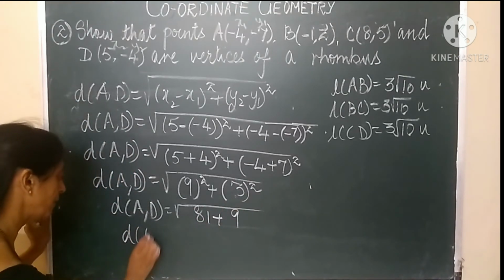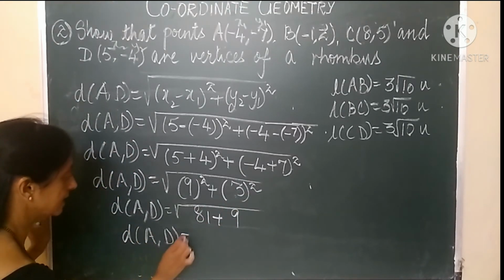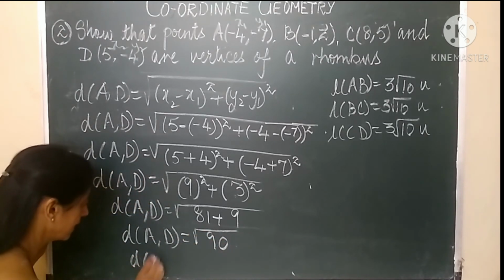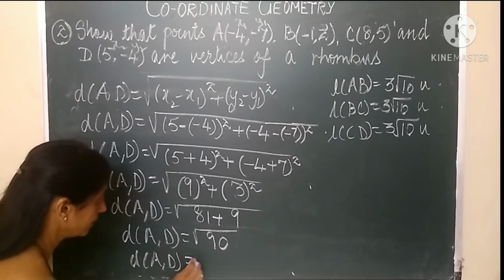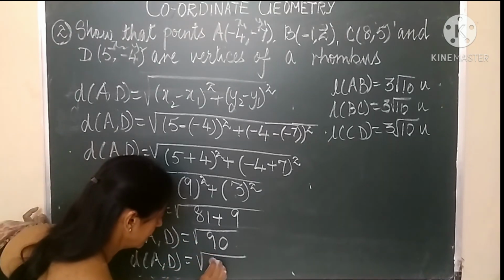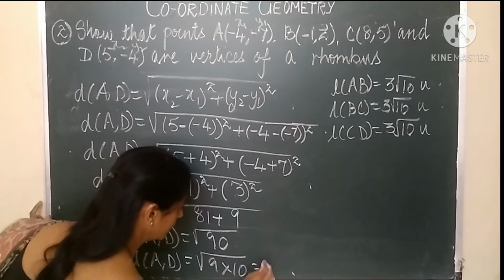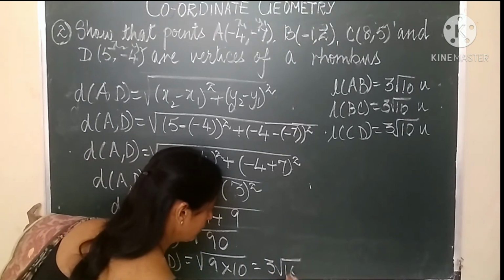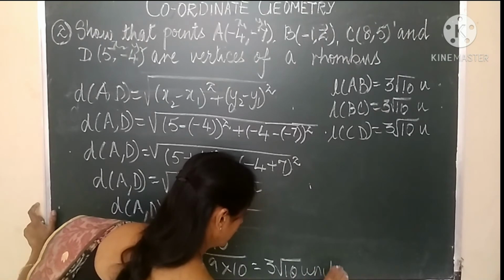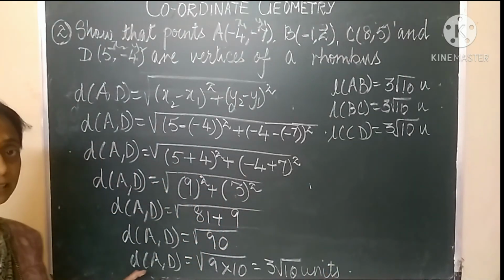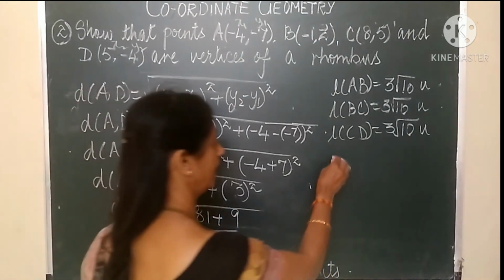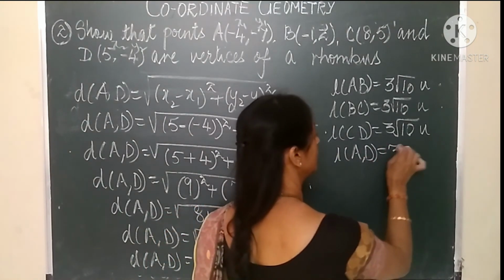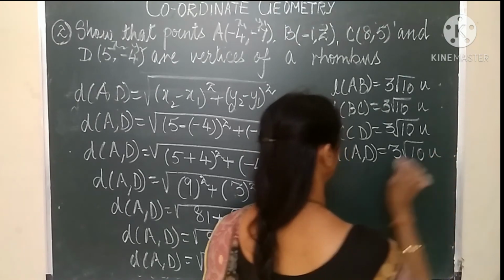So children, if we see properly, again we are getting distance AD as root 90. Root 90 can be split up as 9 into 10, which further gives us again root 9 is 3. So 3 root 10 units. So again children, in the last case, length AB was again 3 root 10 units.